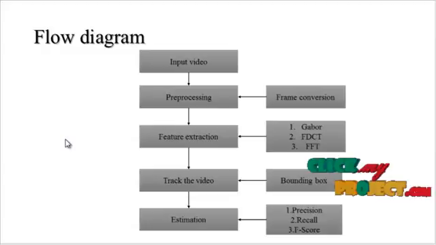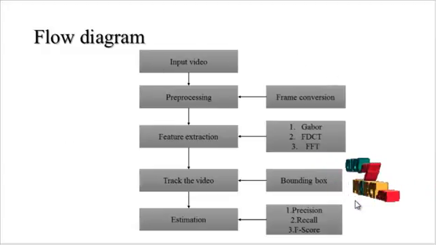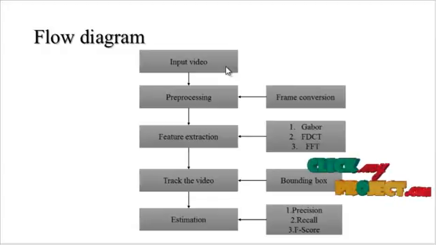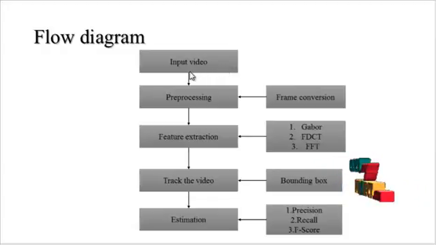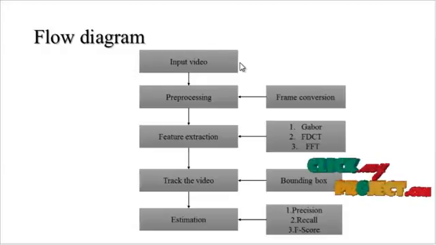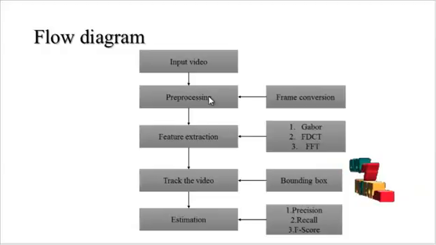Now we discuss the overall flow diagram for the process. This is the overall flow structure for the process. At first, the input video is taken from the dataset. The dataset is the folder which consists of the input videos. After getting the input video from the dataset, the pre-processing is carried out.